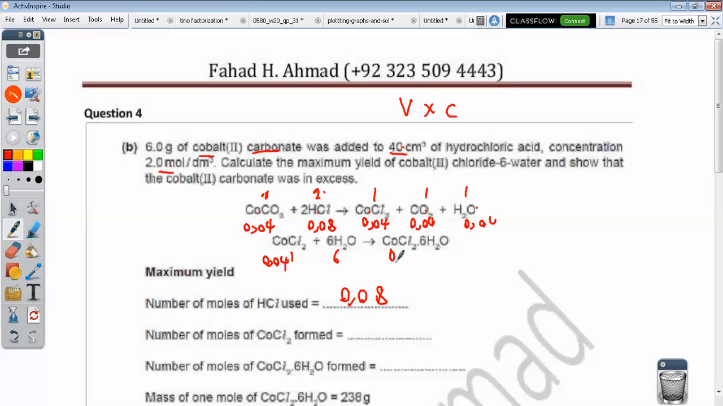Of course, this is times 6, but we're not worried about that. Now, how many moles of the cobalt? You see how easy that is now. It's easy because you have done everything. It's 0.04, no need for calculation. Half of the number of moles of the acid. Clear? Make sense? The number of moles of this is 1:1 with this. So 0.04. You see how the topic is not difficult. Make sense now?